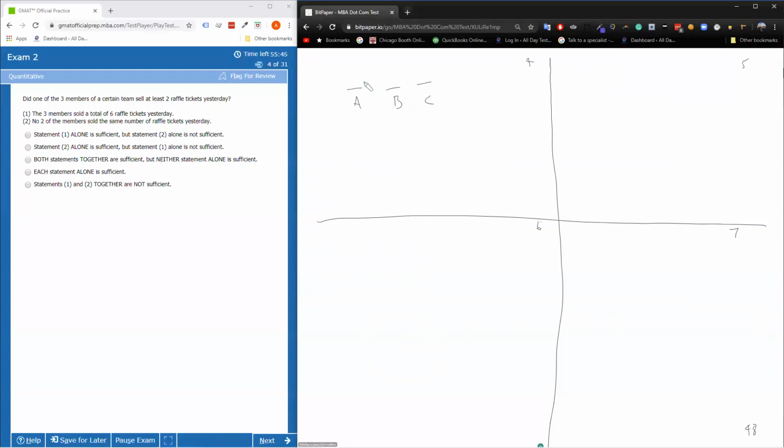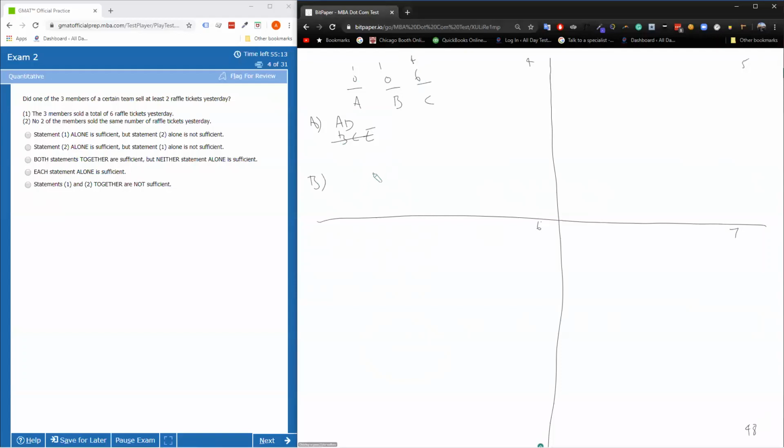So if we want to try to maximize the chances of no one selling 2 raffle tickets, but we can't do that because if he's 0, he's 0. Well, then this guy sold all 6. Make it 1, 1. Well, then he sold 4, so there's no way. So that is sufficient, I believe. Seems a bit too easy, so I hope I'm not missing something.